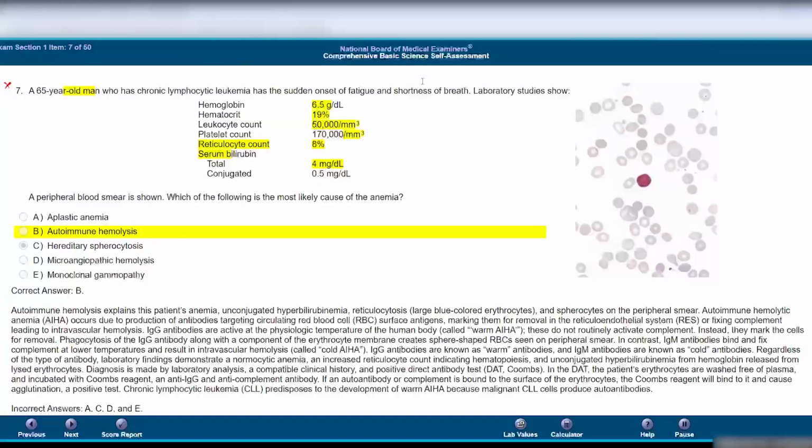I always talk about this, and during the test you probably didn't know it was associated with CLL. That's one of the key things. When you get a heme question, you've got to be thinking about associations, which are risk factors. CLL is notorious for autoimmune hemolytic syndrome. So even without this blood smear, I would pick B. It doesn't change it.